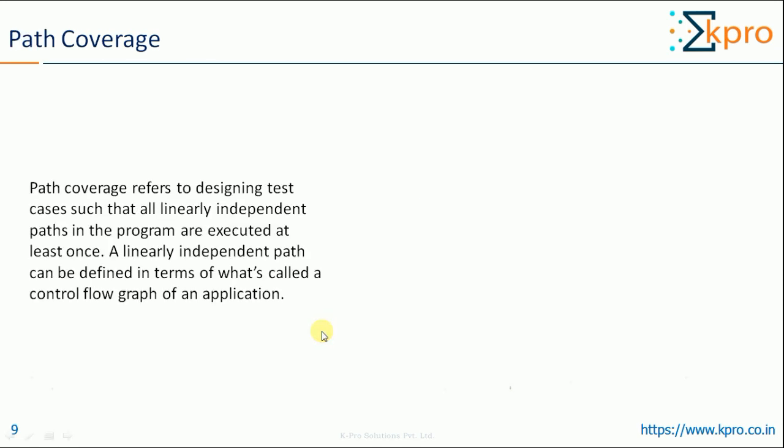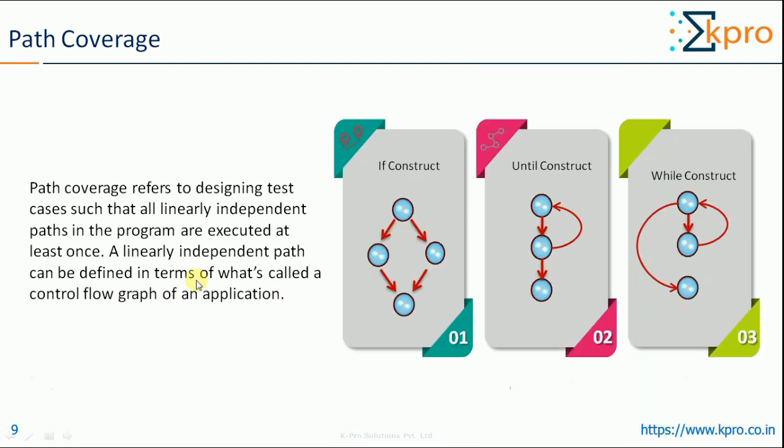Let us see next test case design technique, path coverage. Path coverage refers to designing test cases such that all linearly independent paths in the program are executed at least once. A linearly independent path can be defined in terms of what is called a control flow graph of an application. Let us see few control flow graphs for if construct, until construct, while construct.